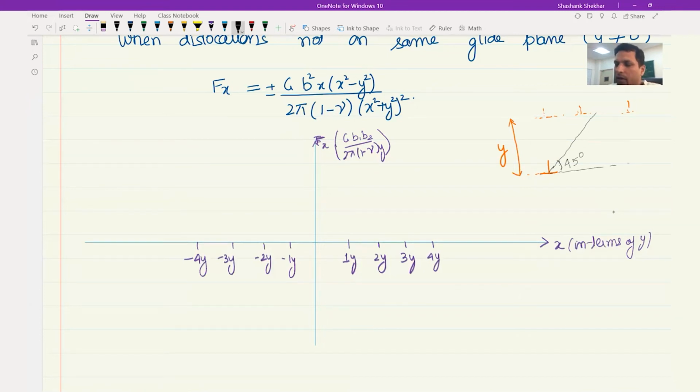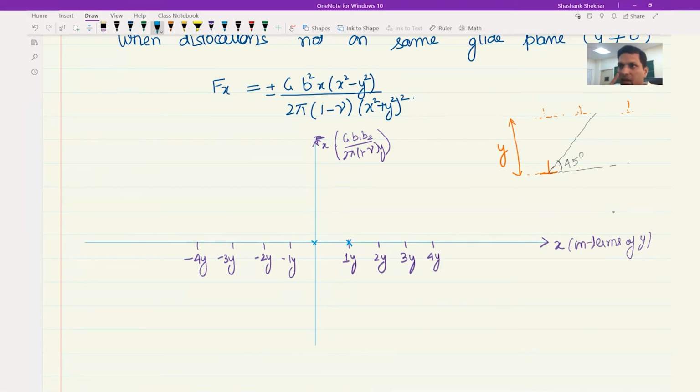Now what happens at 45 degrees? Which means at x equal to y. So when you put x equal to y, we see that Fx becomes equal to 0. And for now we are considering positive dislocations, or dislocations with the same sign. Therefore, only the plus sign of the force comes into the picture. So when we have x equal to y, then force becomes 0. So let's say this is the point. And when x is equal to 0, there is a factor x here, therefore this whole thing goes to 0. So at these 2 points, we know that the forces are 0.